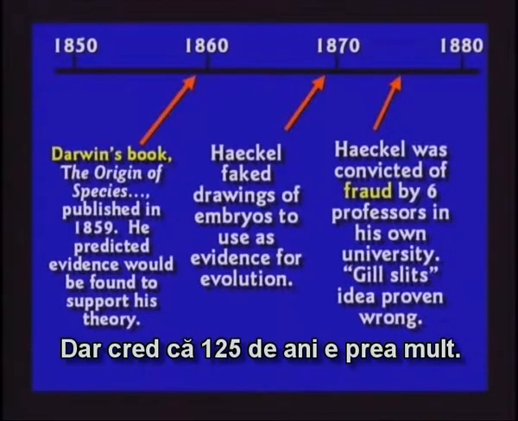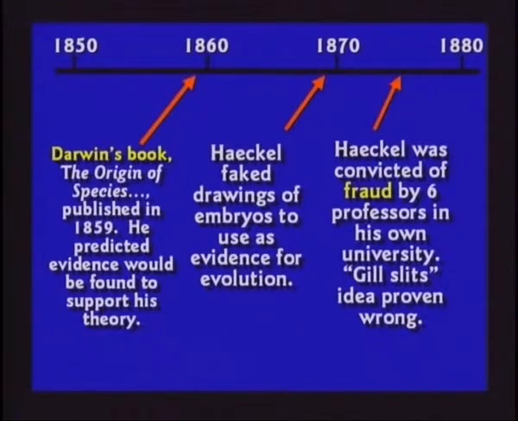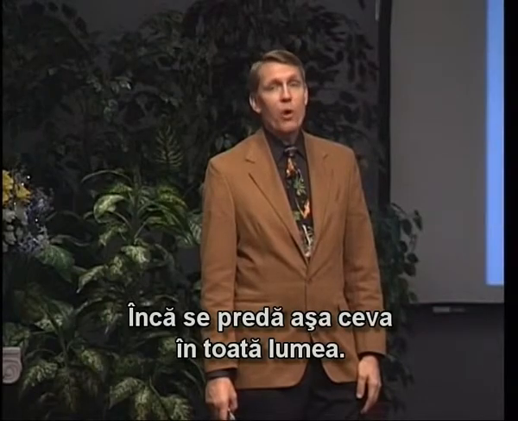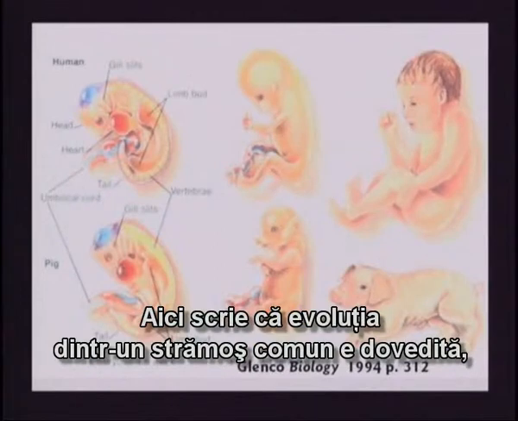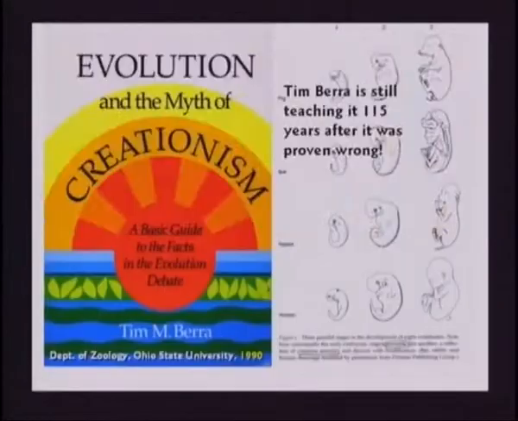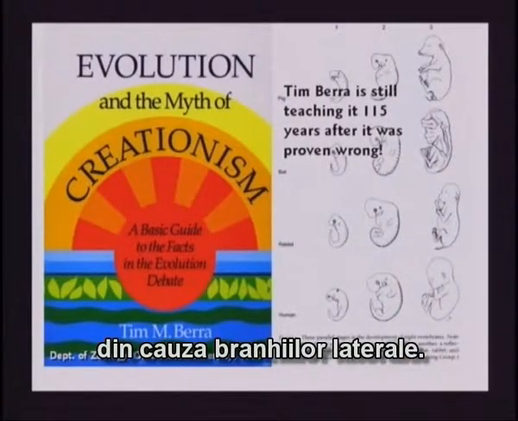But I think 125 years is long enough. They're still teaching this stuff in textbooks all over the world. This one says, it's proof of evolution from a common ancestor because of the gill slits on the human. This is simply a lie.